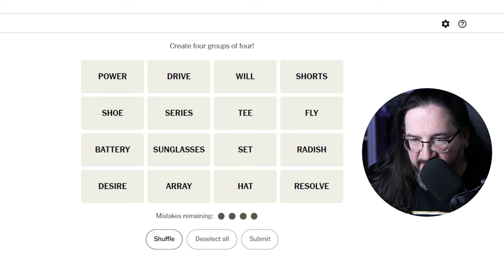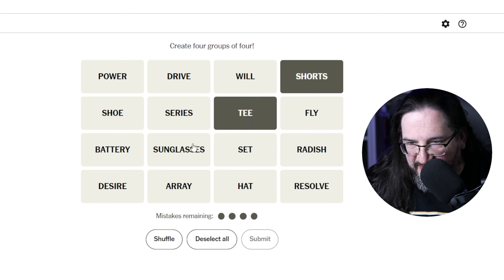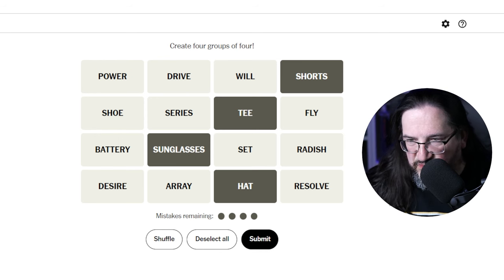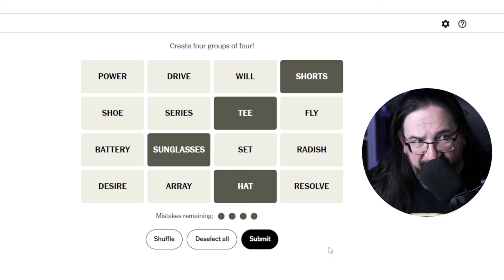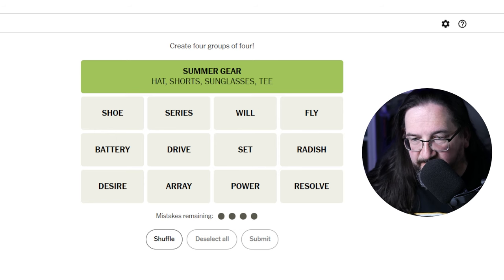Okay, let's see here. Shorts, tee, sunglasses, and hat might be things you wear to the beach or summer attire. That feels good. Is that the category here? Summer gear. Okay, it's the green. All right.